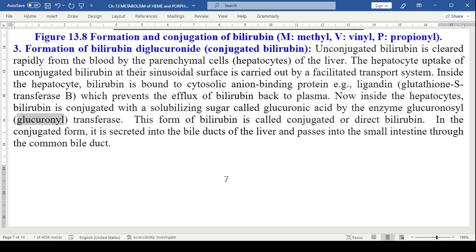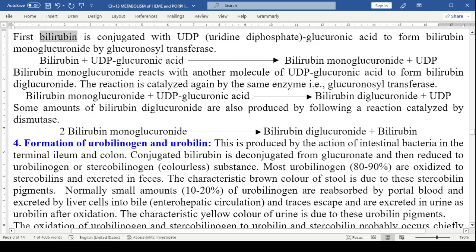glucuronosyl, glucuronyl, transferase. This form of bilirubin is called conjugated or direct bilirubin. In the conjugated form, it is secreted into the bile ducts of the liver and passes into the small intestine through the common bile duct. First, bilirubin is conjugated with UDP, uridine diphosphate, glucuronic acid to form bilirubin monoglucuronide by glucuronosyl transferase. Bilirubin plus UDP glucuronic acid gives bilirubin monoglucuronide plus UDP.